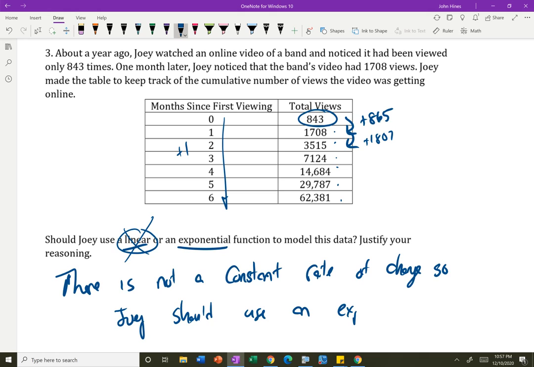It didn't ask us to write it. It just said, which one should I use? And it's definitely not linear because there's no constant rate of change there. It's an exponential function. There appears to be repeated multiplying here. Okay?